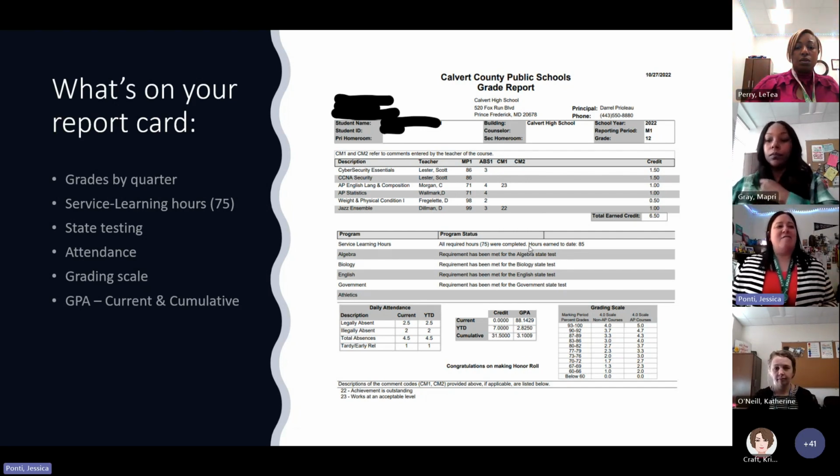So the next part there is information about state testing. And this has information letting you know whether or not your state testing in a particular subject has been met or not met.